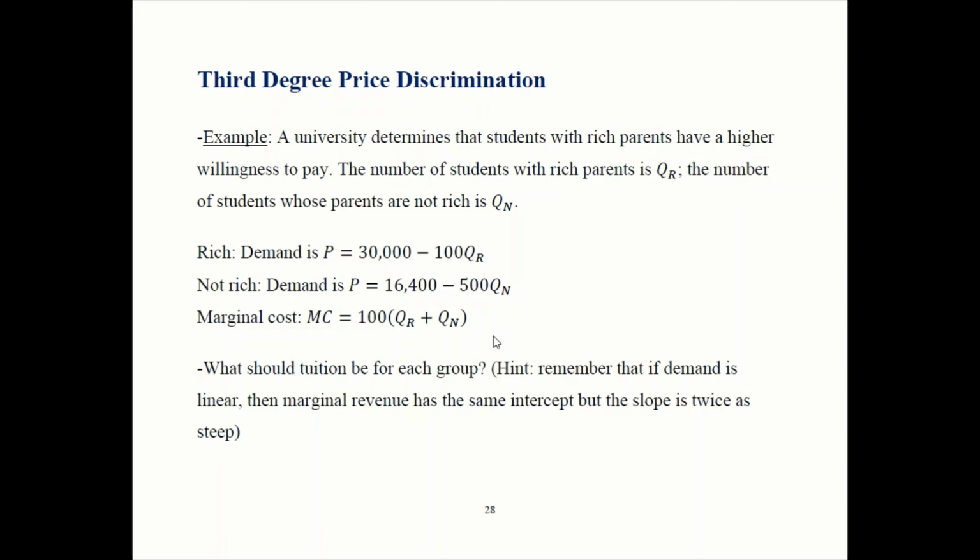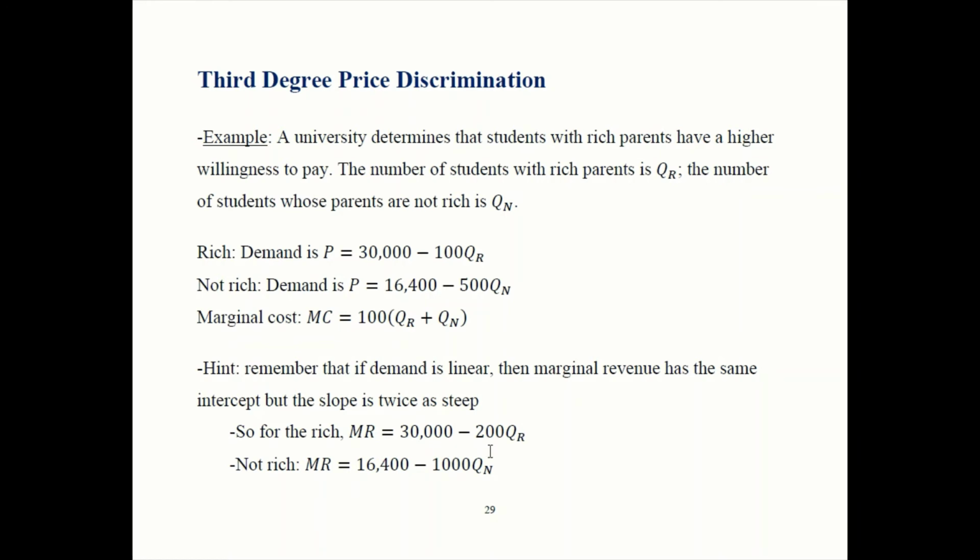Presumably you have solved the problem by now, so let's go over the answer. So the profit maximizing rule is marginal revenue equals marginal cost. We have to find marginal revenue first. That's going to involve using our hint over here. So for the rich, this is their demand curve. Intercept is 30,000. Their slope for demand is minus 100. Marginal revenue has double the slope, so now it's going to be minus 200.